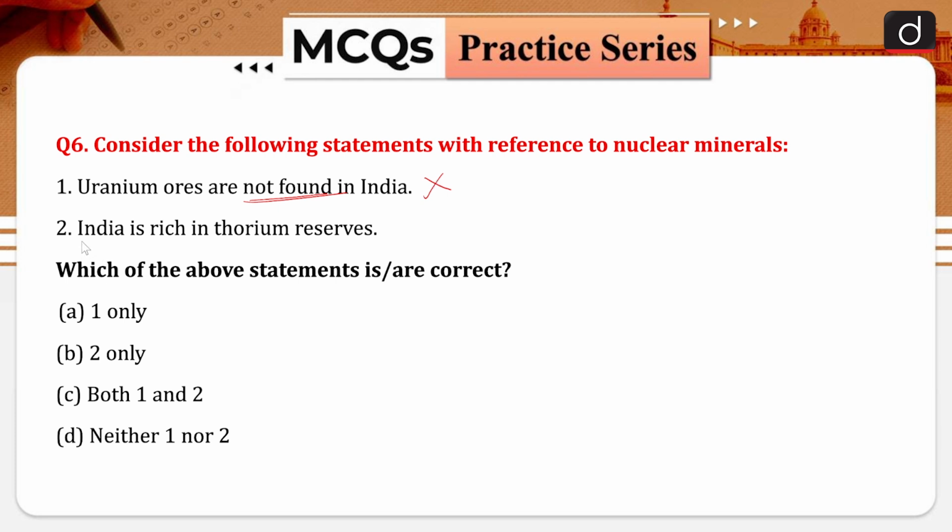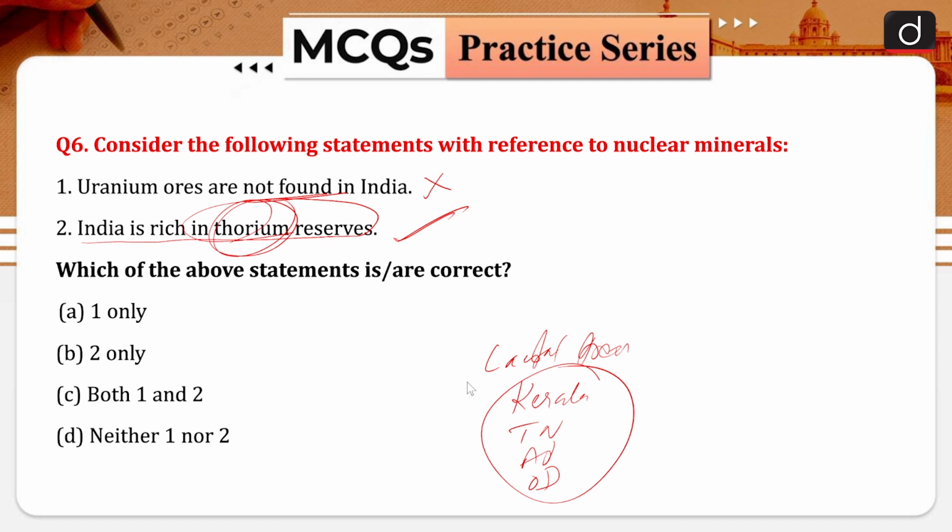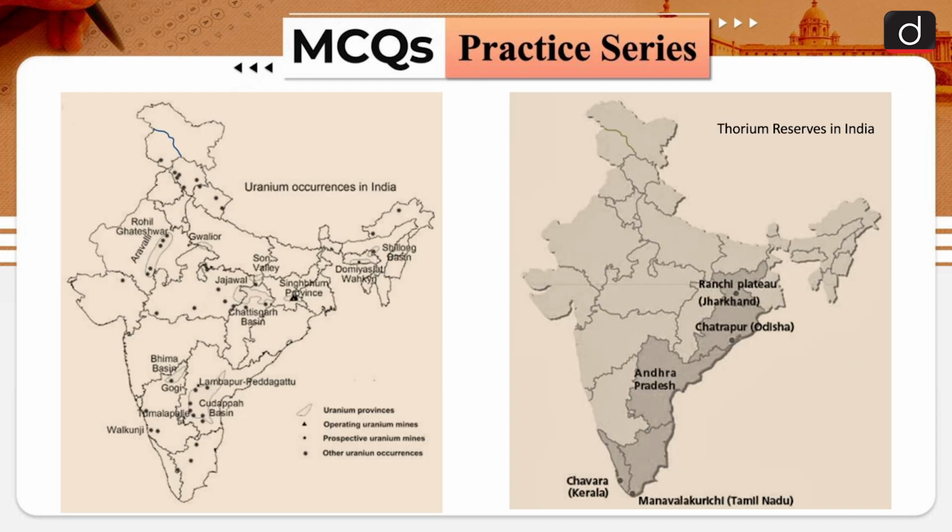Then, India is rich in thorium reserves. Now this thorium has been recently in news, and this is a correct statement, because in coastal areas of Kerala, Tamil Nadu, Andhra Pradesh, and Odisha, we have found that there are thorium reserves. In this particular map, you can see these are uranium occurrences. Wherever you can see a dot, you can find uranium traces in that area. But the operating uranium mining is in the Singhbhum province. So please remember that.